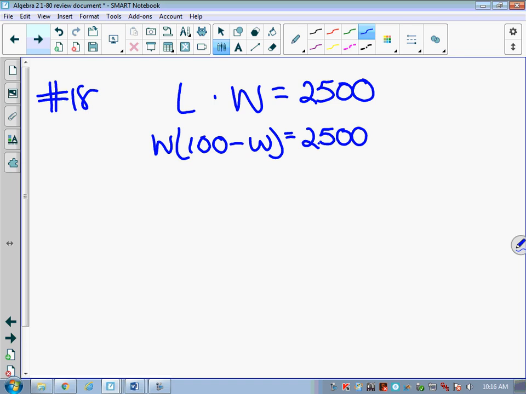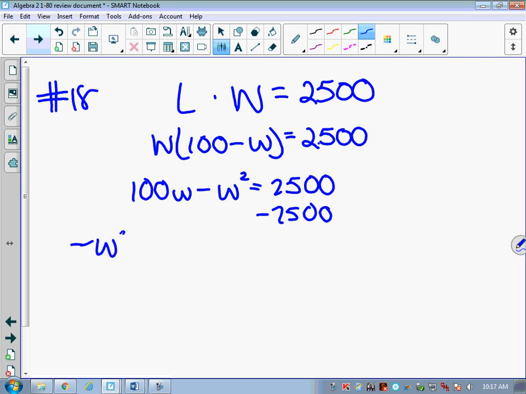So the first thing that I'm going to do is what with our W times 100 minus W? Distribute. So that's going to be 100W minus what? Minus W squared equals 2,500. What do I want to do from there? Notice that they use the word discriminant. Subtract 2,500. Okay, so I would get negative W squared plus 100W minus 2,500 equals 0. How many of you remember how to find a discriminant?